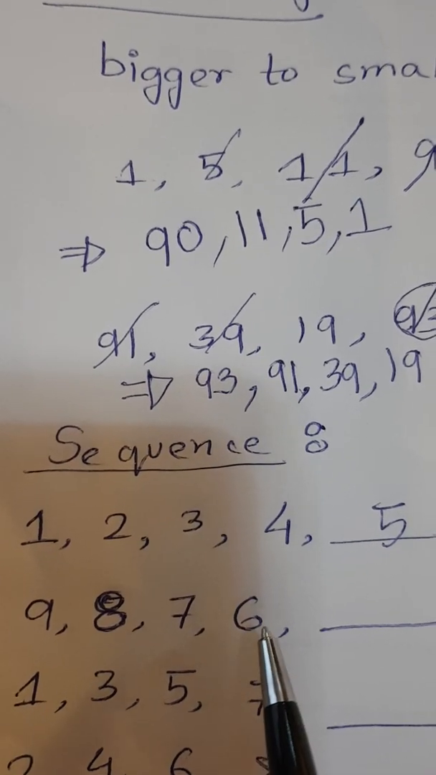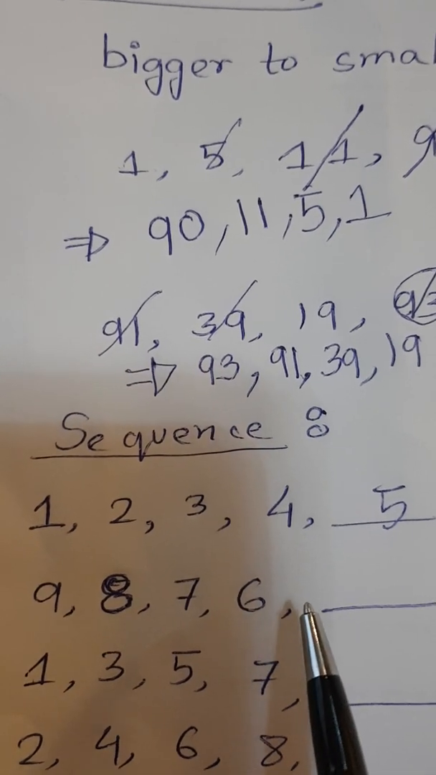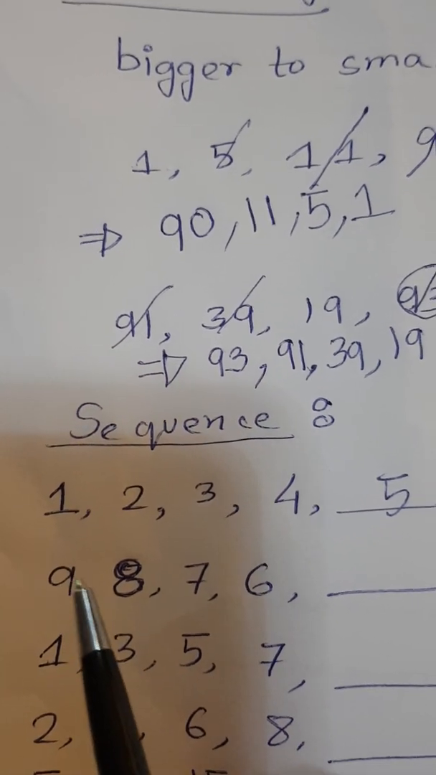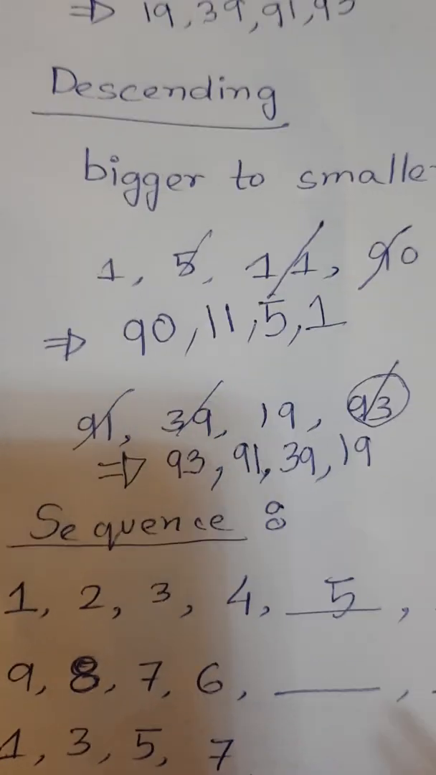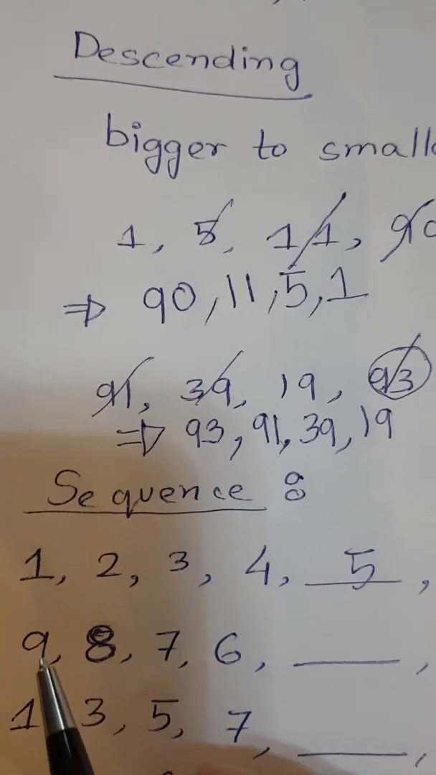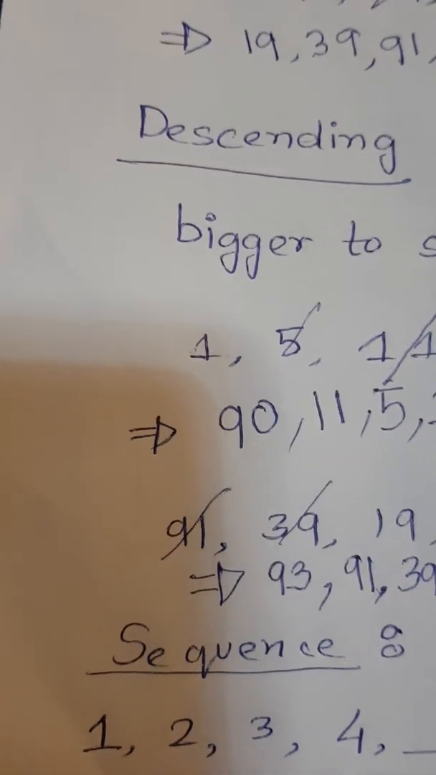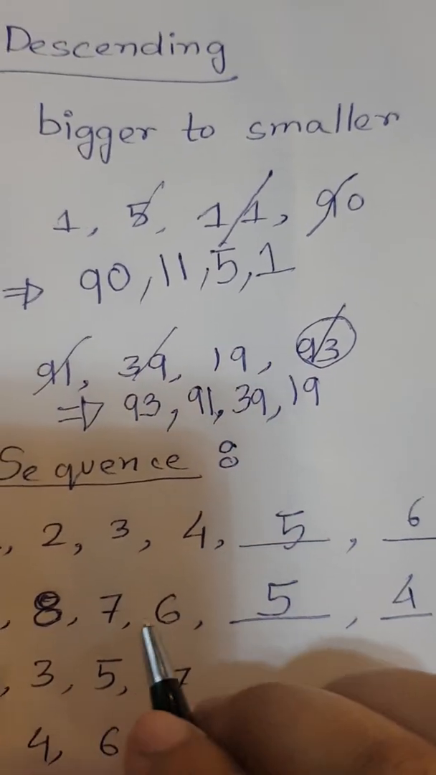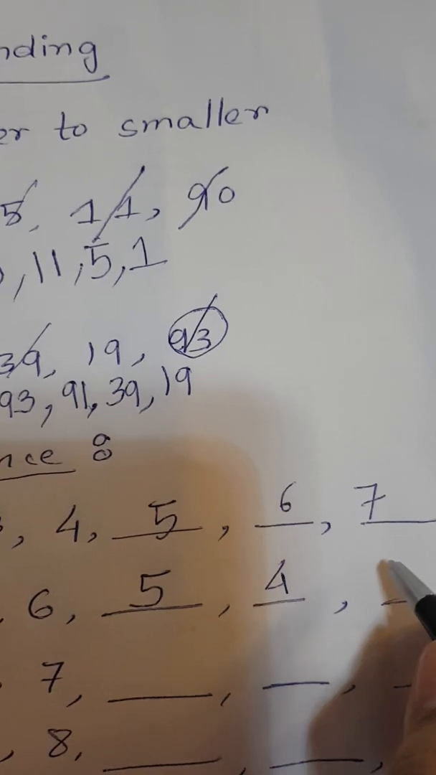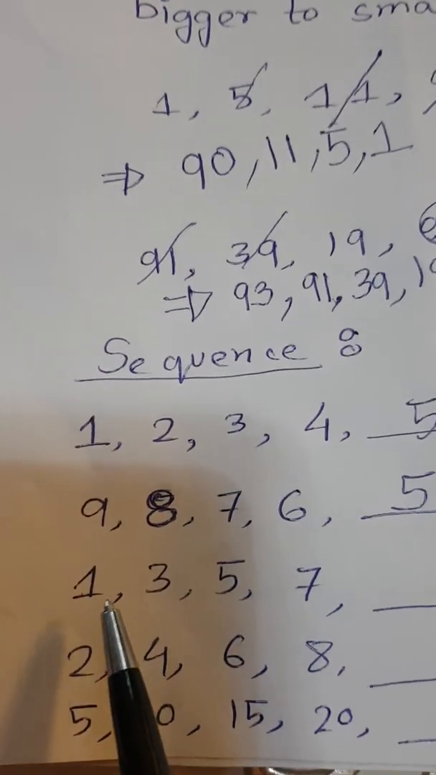So what it is doing? It is going from biggest to lowest one, right? So it is following a descending order, right? So we have to write first what? The biggest number 9, 8, 7, 6. So what will be the next number? 5, 4. Because it's slowly going down, right? 3. Like this, okay? Now see this one.